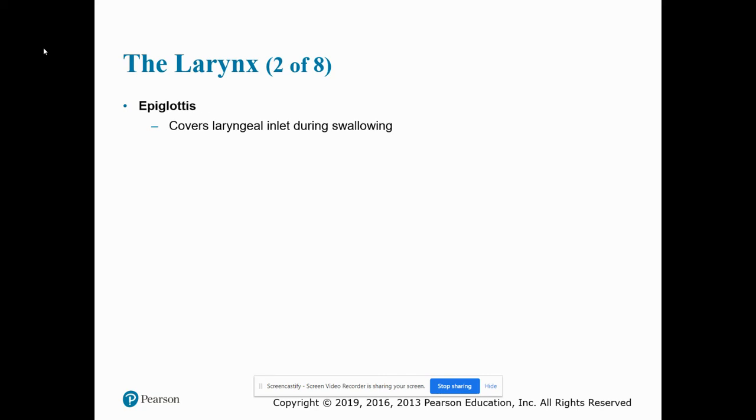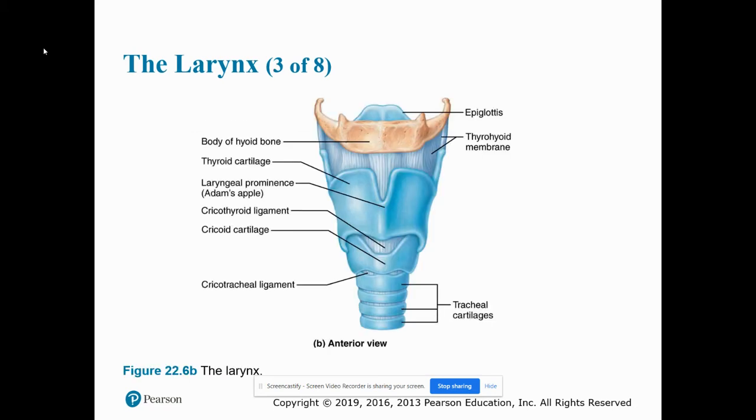The epiglottis is going to cover the laryngeal inlet during swallowing. So we can see this is the hyoid bone here. So this is a thyroid cartilage. Above this is the hyoid bone. And then above this we see the epiglottis.